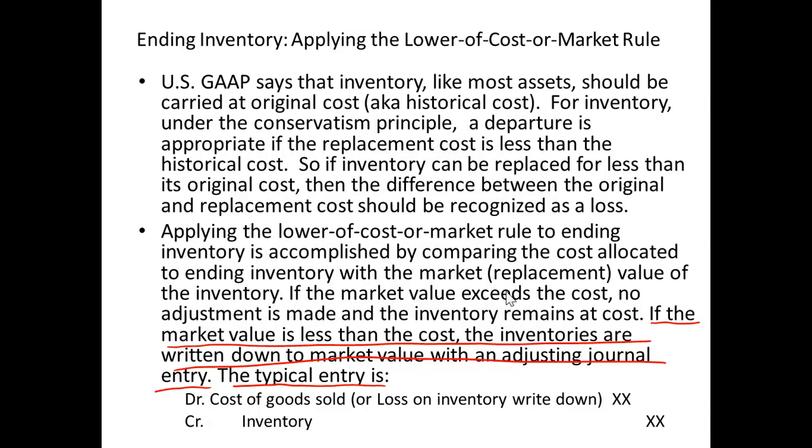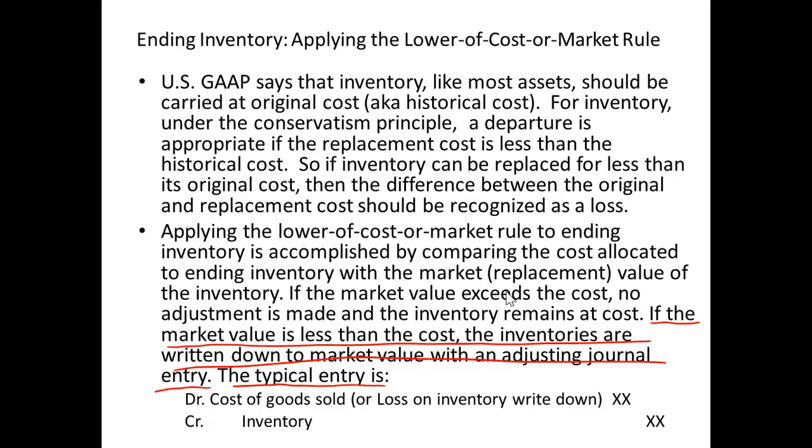Hello. Once you've determined the cost of the inventory, whether it's periodic or perpetual, using FIFO, LIFO, or average cost, you have one more step, and that is you need to apply the lower of cost or market rule. Basically it says we want to record our inventory at cost, but what if the inventory market price, in other words, the price tag sitting on it, is less than the cost?